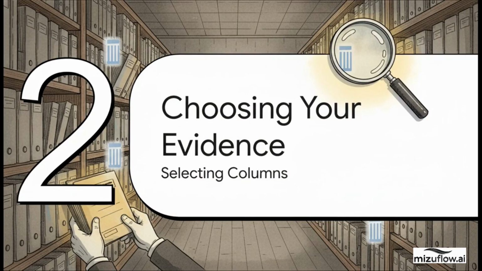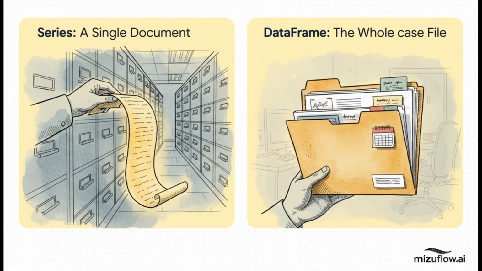Okay, so what's a detective's first move? Well, you have to decide which pieces of evidence are even relevant to look at. In the world of Pandas, this just means selecting the right columns. Think of it like deciding which specific case files to pull from the archives. This slide right here breaks it down perfectly. When you select a single column, what you get back is something called a series. Just think of it as pulling one specific document, like a list of everyone's salary. But if you select multiple columns, you get a data frame, and that's like grabbing the entire case file with all the related documents inside.